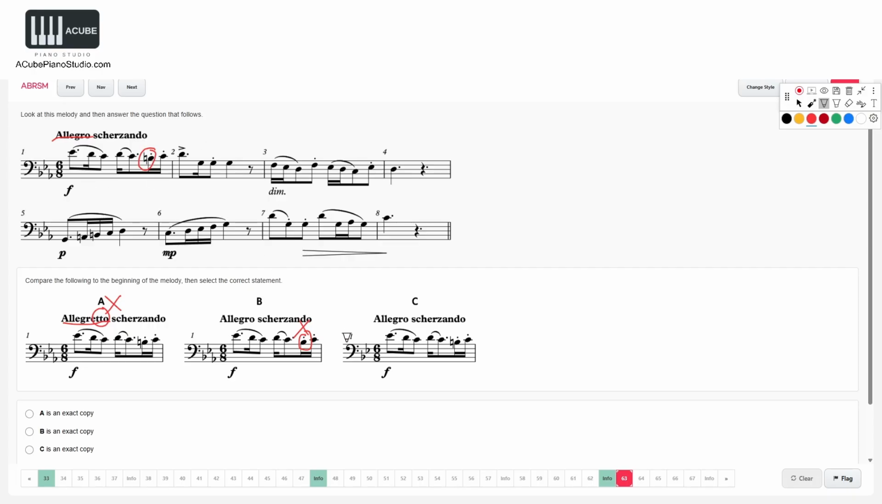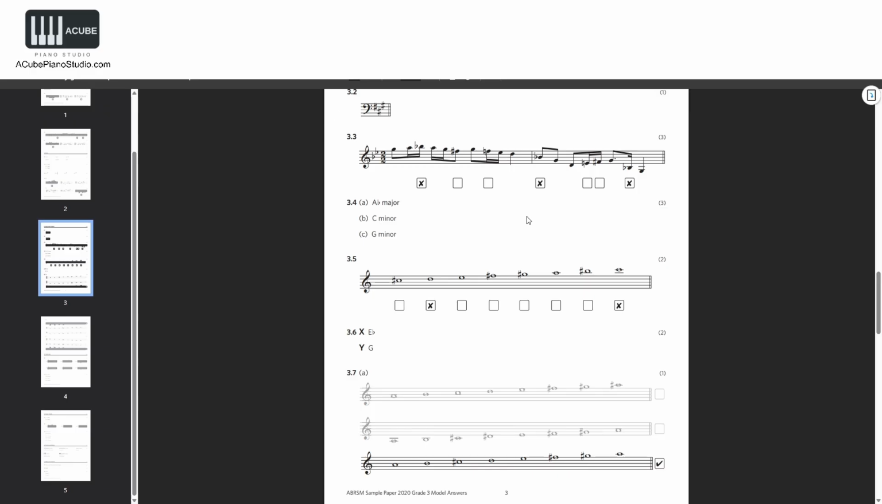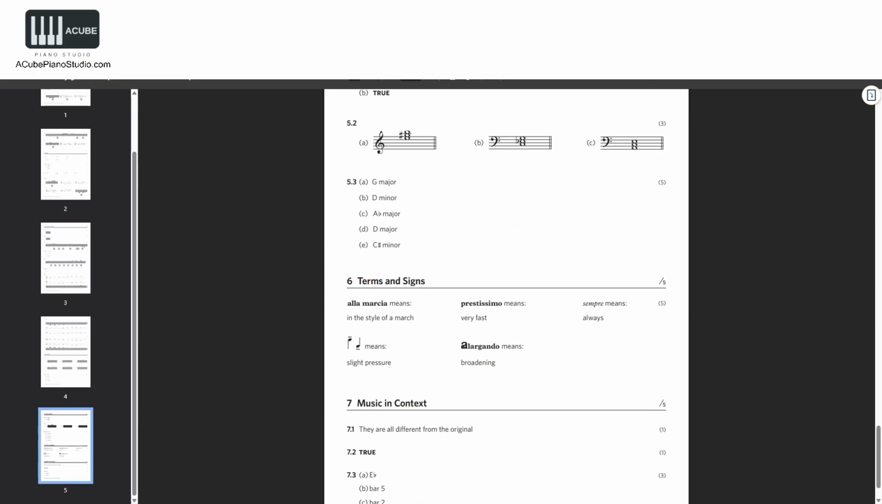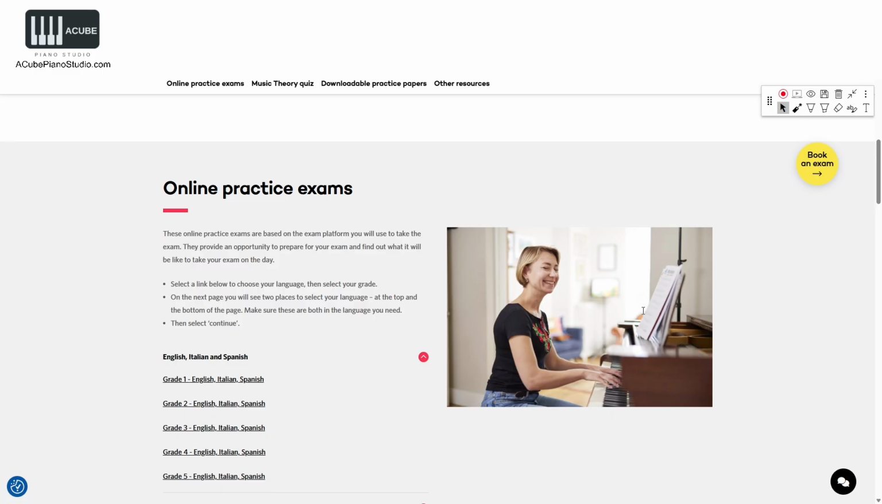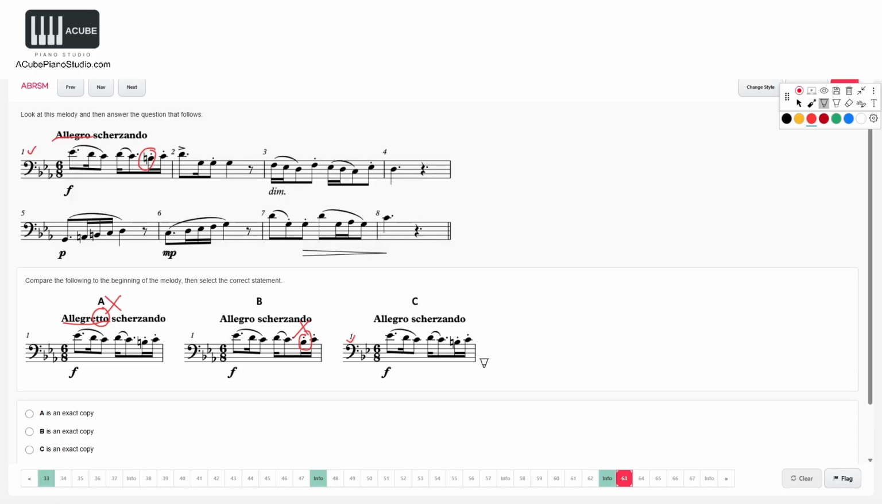Bass clef, the same. Okay, this has a key signature of B flat, E flat, A flat, but this one only has B flat and E flat. So does it mean that they are... so what does it mean? This one has B flat, E flat, A flat. This one only has B flat, E flat. It's not an exact copy anymore, right?